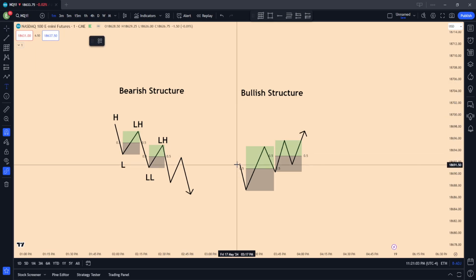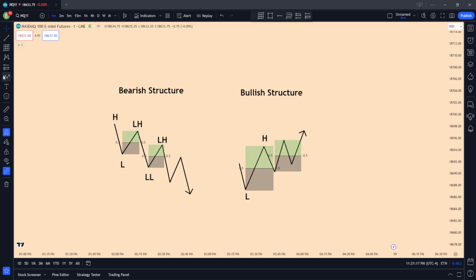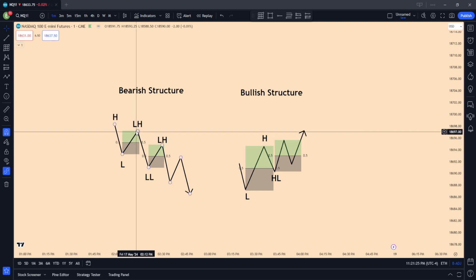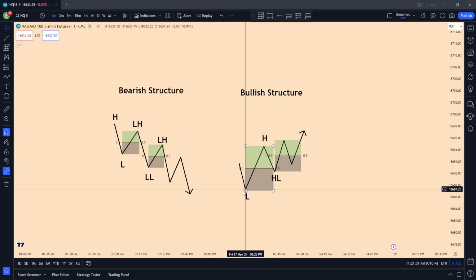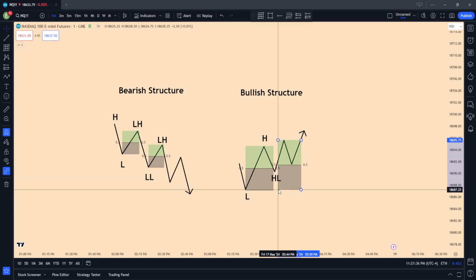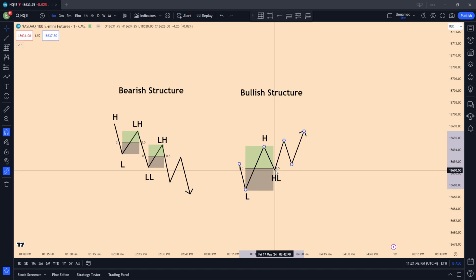For the bullish, we have a low. Okay? And then we have a high. And then we have a higher low. So instead of having a lower high, we have a higher low. So this low was the last low, and price did not come down and violate it. It stayed up here above the low.